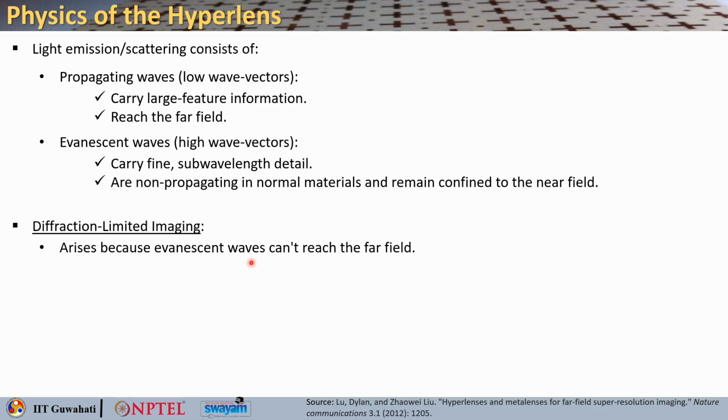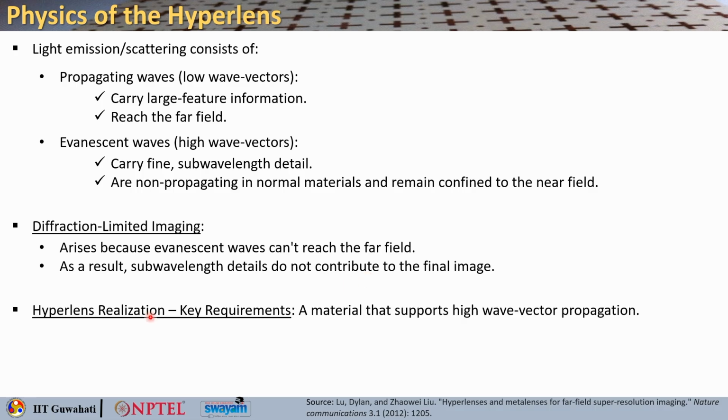Okay. So, when you look into diffraction limited imaging, this limitation is basically coming from the fact that evanescent waves are not able to reach the far field before they are captured. So, you are losing information. It means sub-wavelength details are not being contributed to the final images.